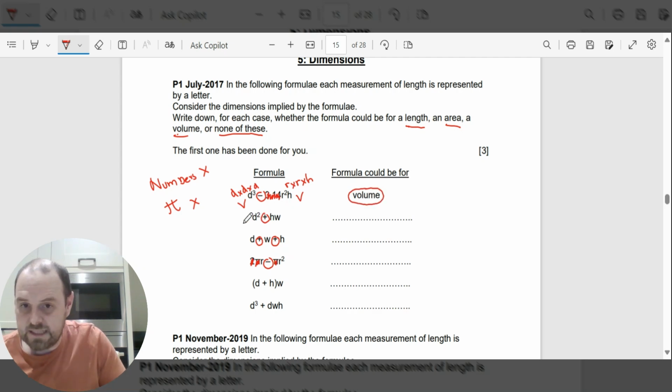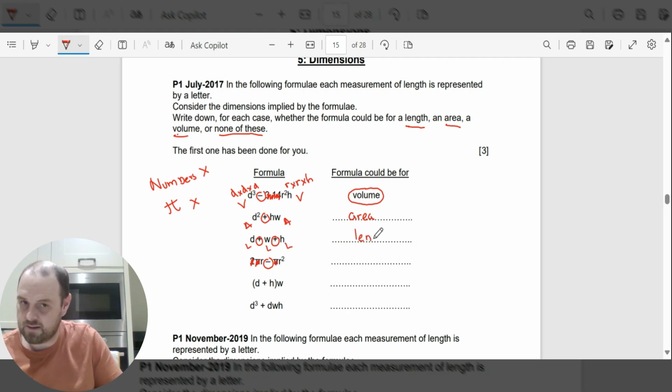Here, d squared is d times d. That's only 2 letters times'd together. That's an area. HW is 2 letters times'd together. That's an area. So my answer is an area. D on its own is a length. W on its own is a length. And H on its own is a length. So that's a length. There are no letters times'd together.